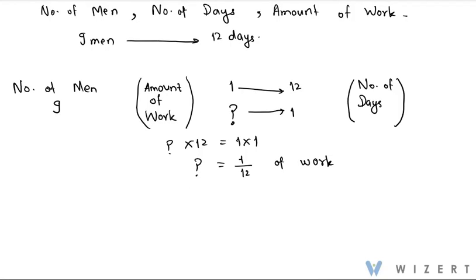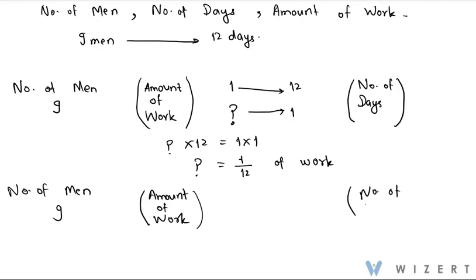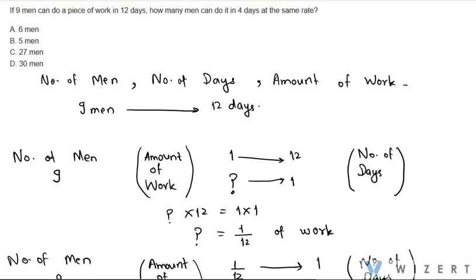Now let us keep the number of men again common, constant as 9, and vary the amount of work and number of days. Now we have 1/12 of work being completed in one day. So how much work will be completed in 4 days? Because in the question we are asked how many men can do the same work in 4 days.